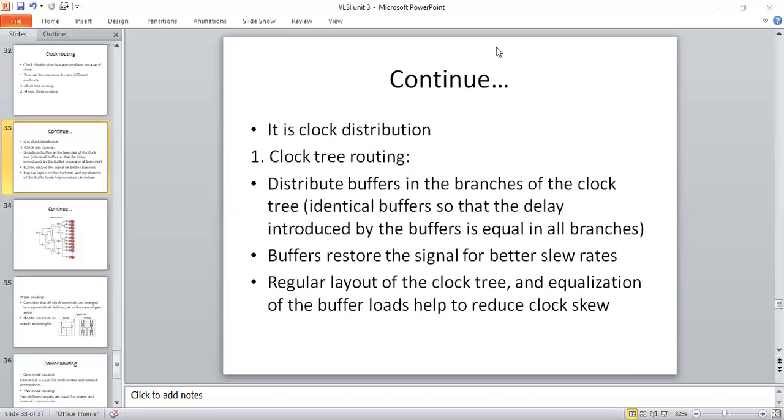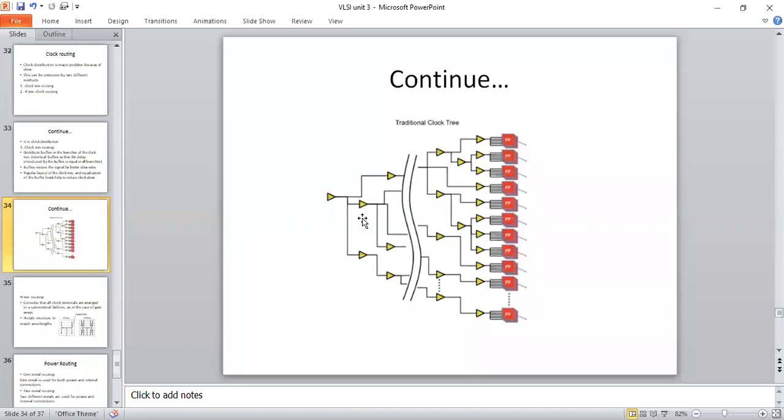Now we can explain using a small diagram here. It is called the clock tree network, and it is called a source point here. From the source point, you are distributing the same clock to so many flip-flops here. Suppose if you use only a wire, then there is a possibility to get latency here. So for that purpose, we are using buffers. The buffers will restore the data here. At that time, the latency will be reduced here.